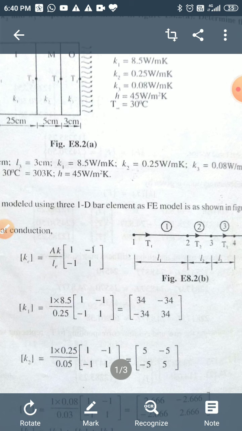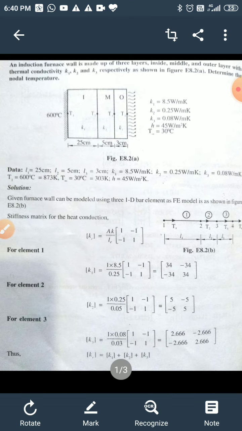K1 is 8.5 watt per meter Kelvin, K2, the property of the middle composite wall, is 0.25 watt per meter Kelvin, K3 is 0.08 watt per meter Kelvin, h is the heat transfer coefficient, 45 watt per meter square Kelvin, and T infinity is 30 degree centigrade, the surrounding temperature. The given units are in centimeter. We are going to convert centimeter to meter, because the thermal conductivities K1, K2, K3 are given in watt per meter Kelvin. So the given lengths we consider in meter itself. L1 is 25 centimeter, L2 is 5 centimeter, L3 is 3 centimeter, converted to meters.